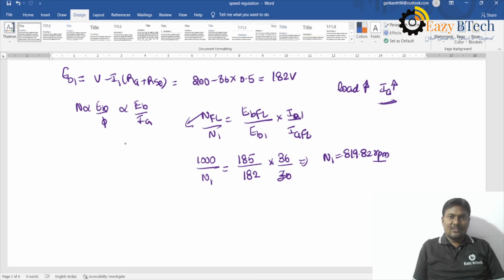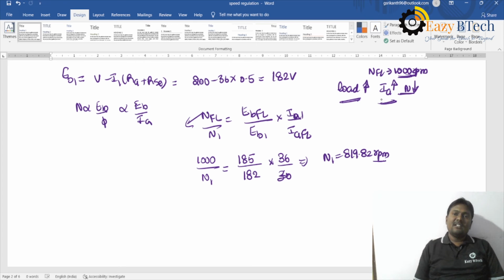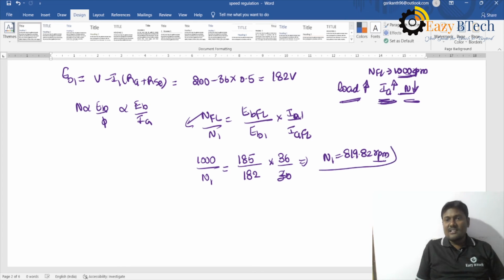If the load torque is increased, that means IA is also increased. So IA increases means the speed will decrease. See here, the full load speed is 1000 RPM. If load increases, what will happen? In the problem, it is clearly mentioned that the load torque is increased by 44%, so definitely the load current increases and the speed decreases. Check that your answer is less than 1000 or not.